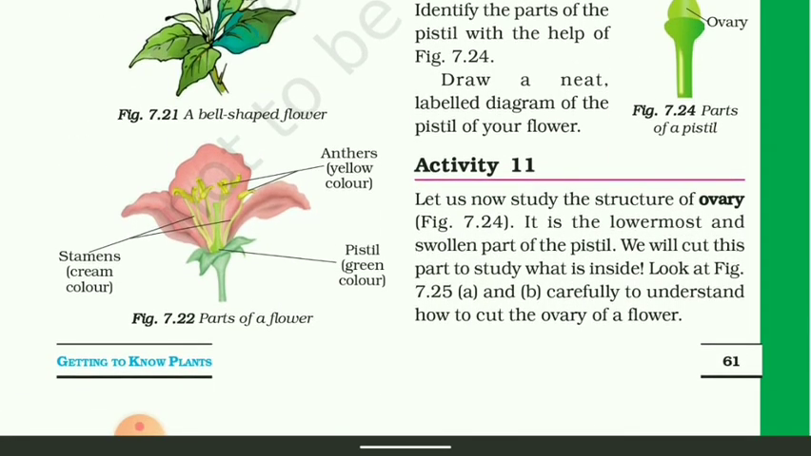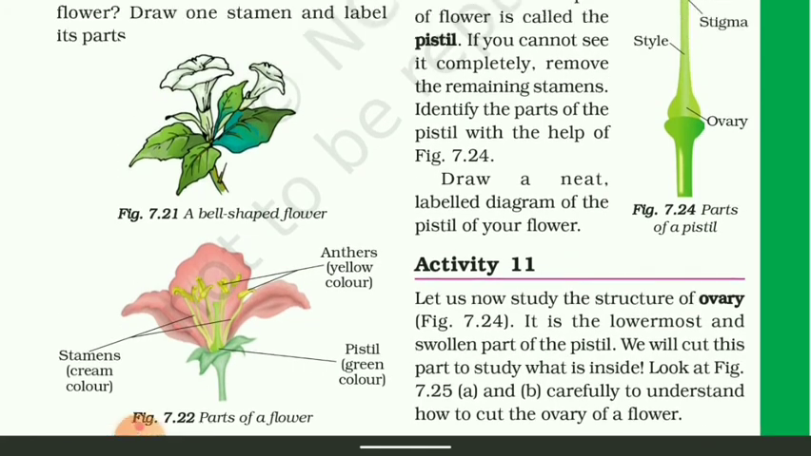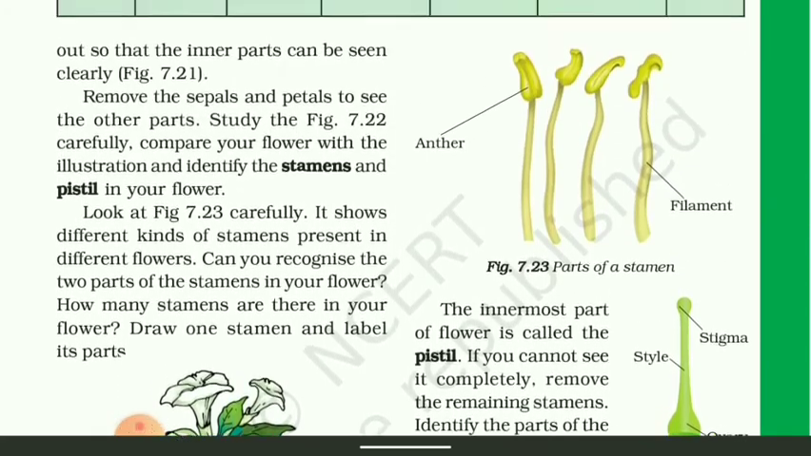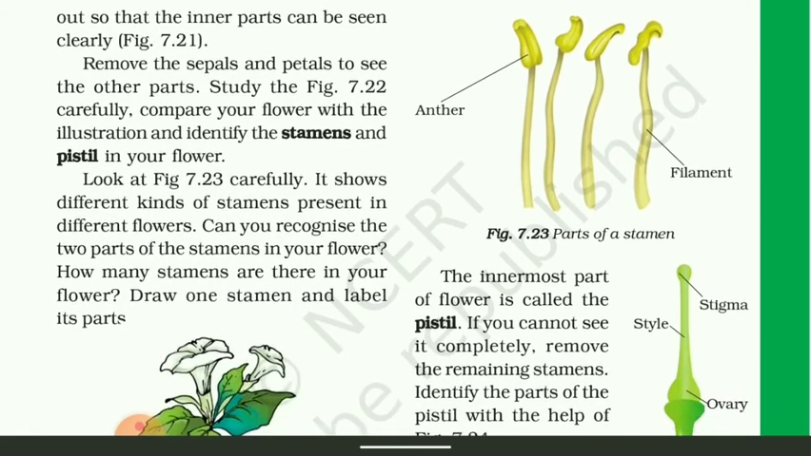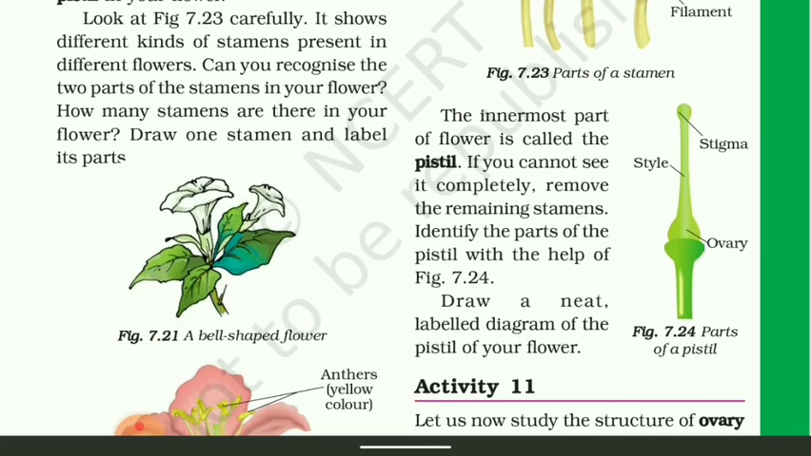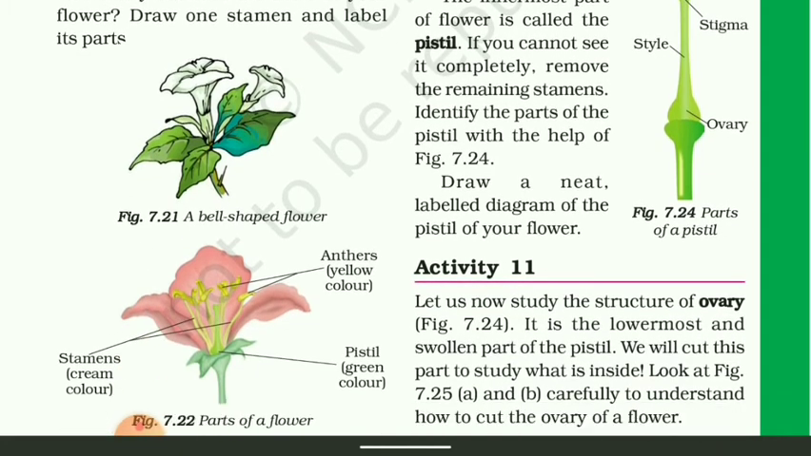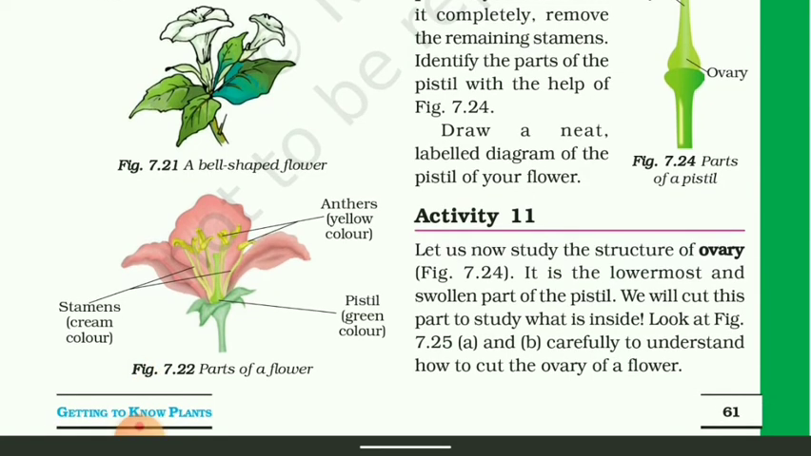This is figure 7.22, parts of a flower, and this is figure 7.23, parts of a stamen, anther and filament. The innermost part of the flower is called the pistil. If you cannot see it completely, remove the remaining stamens. Identify the parts of the pistil with the help of figure 7.24. Draw a neat labeled diagram of the pistil of your flower.